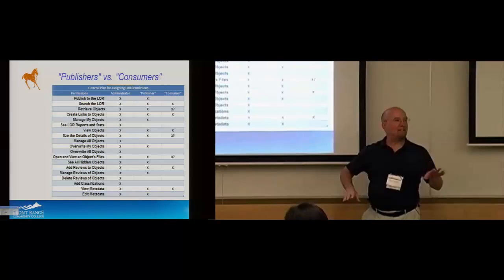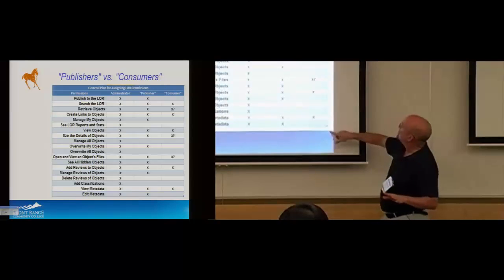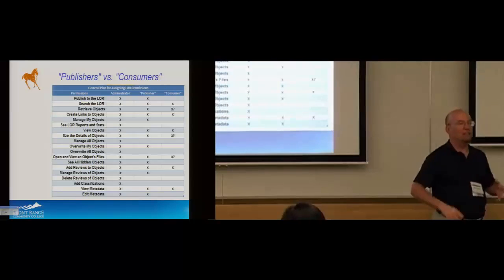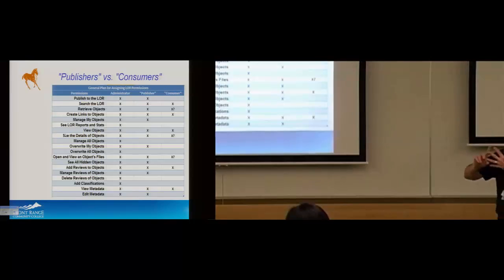At some point, we don't have to do everything. The end consumer doesn't need a lot of privilege. Search it, use it, add a review about it. So that's probably about all we're going to need.